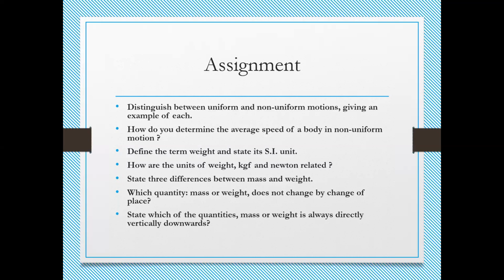Next, how do you determine the average speed of a body in non-uniform motion? To determine the average speed, we apply the formula total distance traveled upon total time taken. Next, define the term weight and state its SI unit. We have already seen in detail what is weight and mass. So you have to define weight and write the SI unit, that is Newton. Now next, how are the units of weight, that is kgf and Newton related? This also we have seen that 1 kgf is equal to 10 Newton.